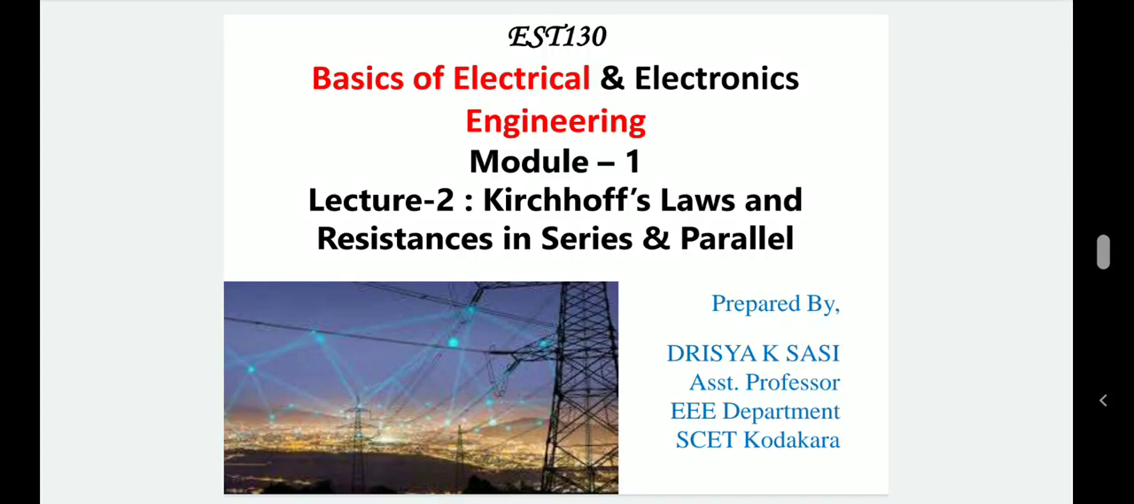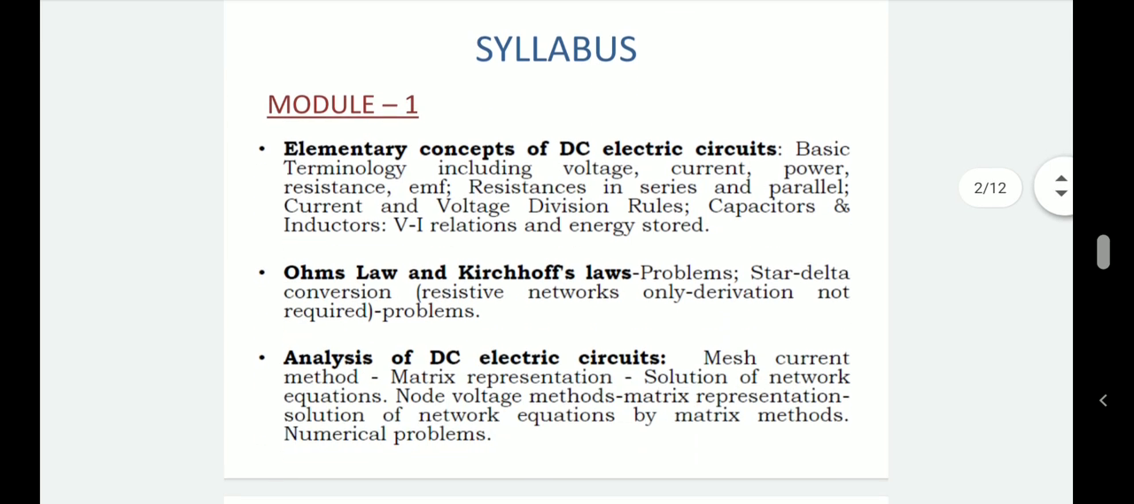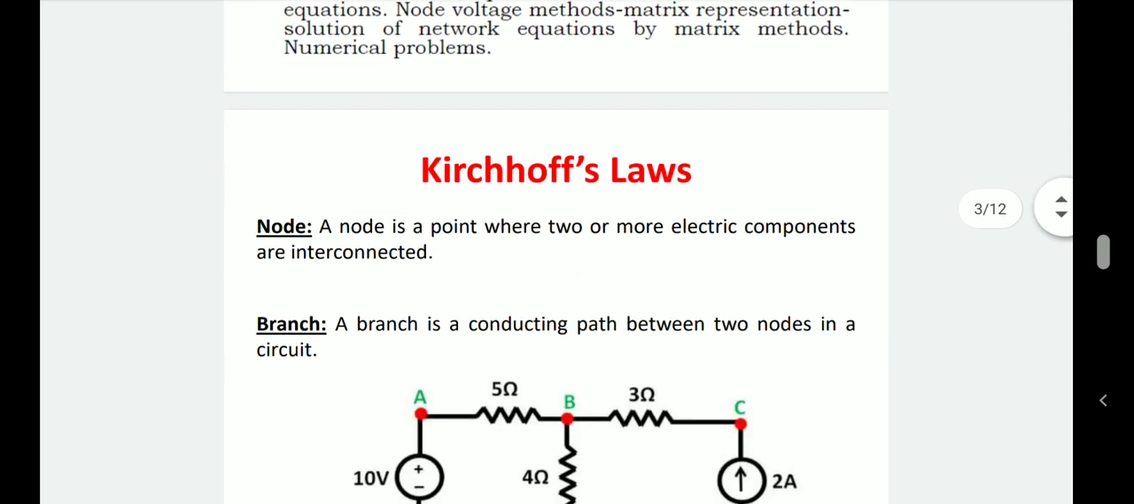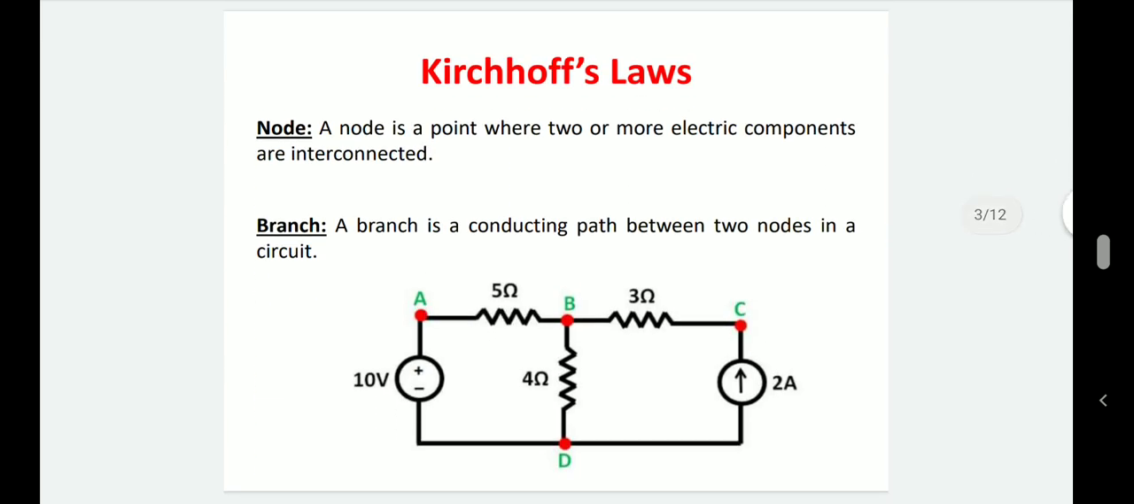Hi everyone. In this lecture, we are going to familiarize with Kirchhoff's laws and combination of resistances. Okay. So first we are going to familiarize with Kirchhoff's laws. Before going to Kirchhoff's laws, we need to know what is meant by a node and what is meant by a branch. Those are the two terms we need to know.